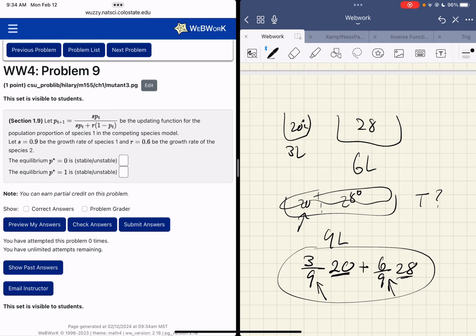All right. So here's an updating function, and s is 0.9, the growth rate of species 1, and the growth rate of species 2 is 0.6. Damn, species 1 be having babies. Okay.